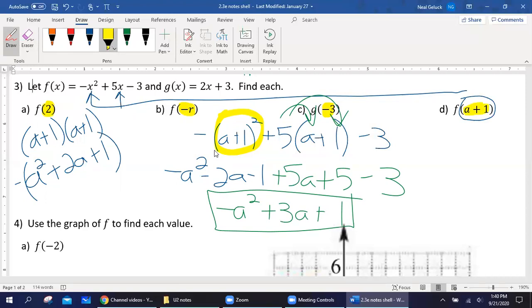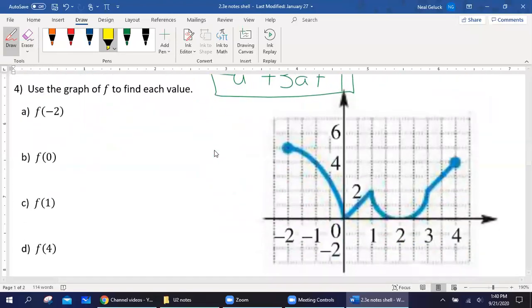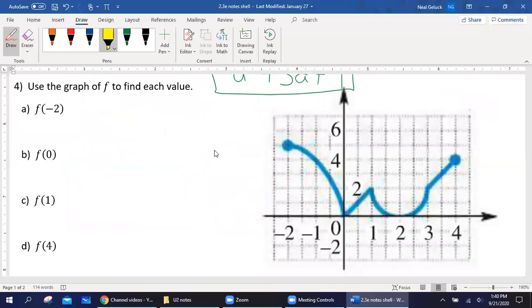Now, number 4, we're doing the exact same thing, except we have the graph instead of equations. So this is the graph of the function f. This is actually a lot easier. These numbers, f of negative 2, f of 0, 1, 4, those are the inputs, or you can consider them the x values. All this is asking me is, what is the corresponding y value? What would be the y value that goes with this? So basically, it's just a matter of looking at the graph.